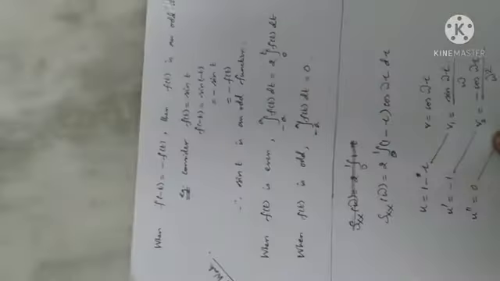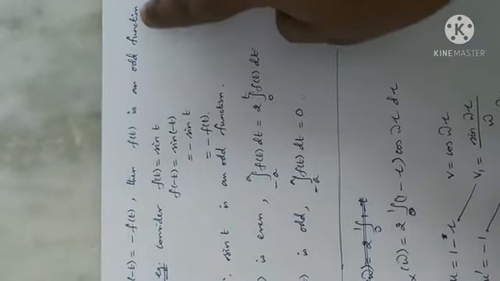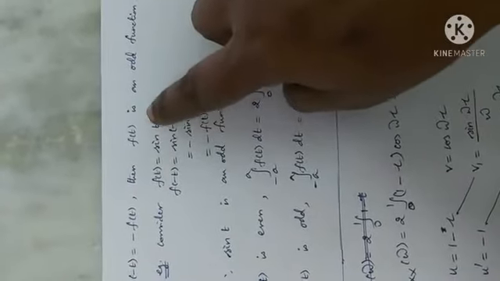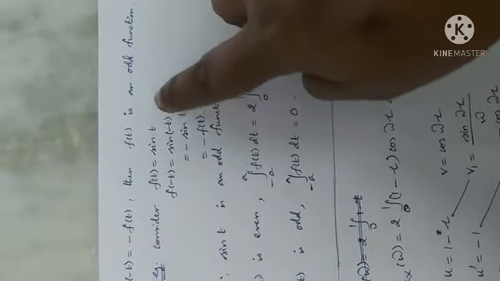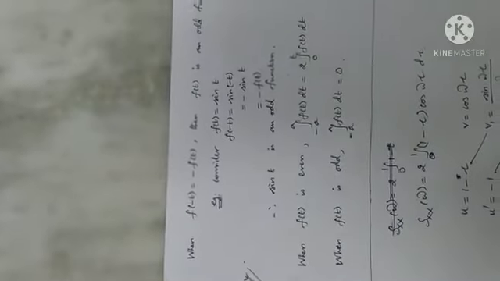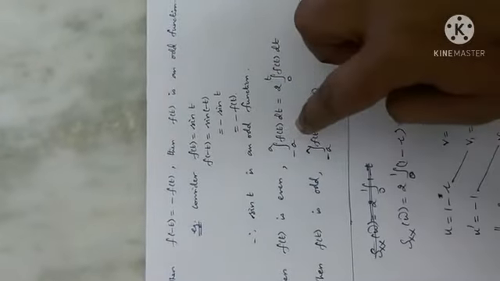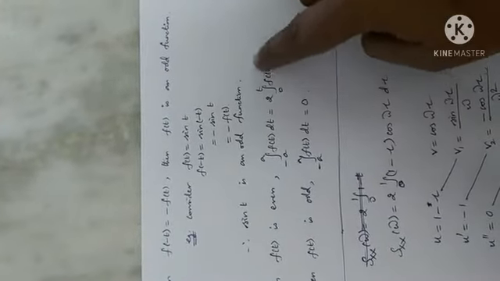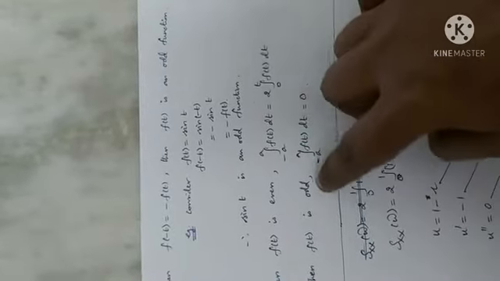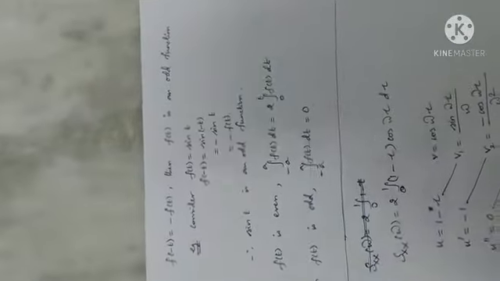See, when f of minus t is equal to minus f of t, then the function is odd. Example, sin t. Replace t by minus t. Sin of minus theta is minus sin theta. So sin t is an odd function. And you know, when f of t is even, the answer of the integral is 2 times the integral from 0 to a of f of t dt. When f of t is odd, the answer is 0. So let us use all these in our problem now.